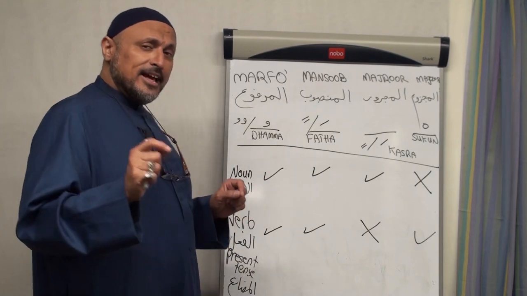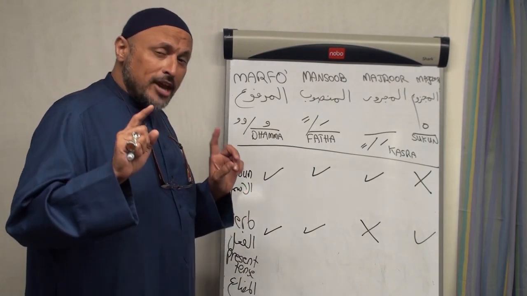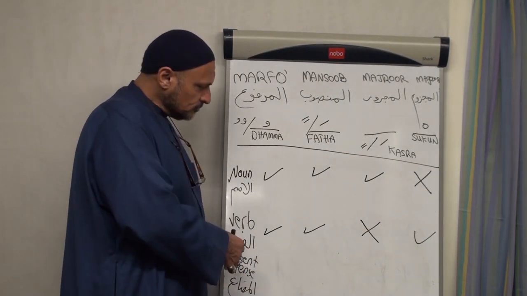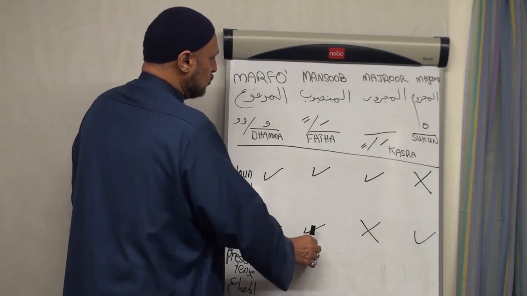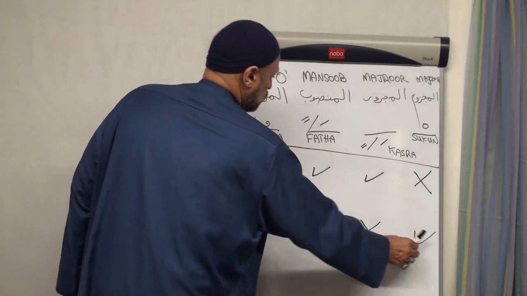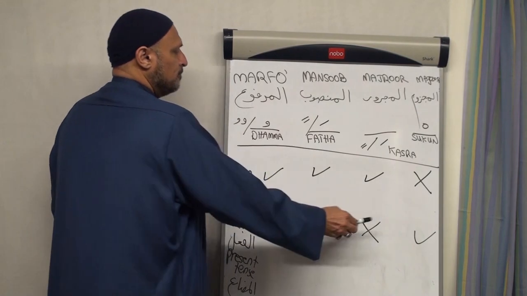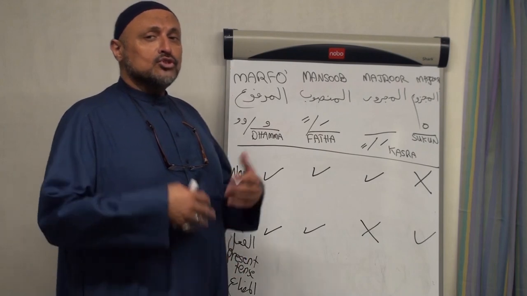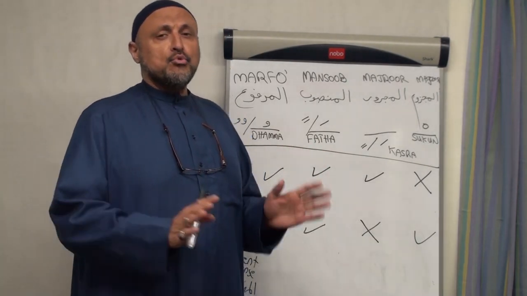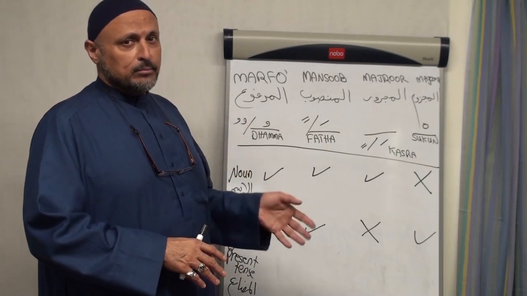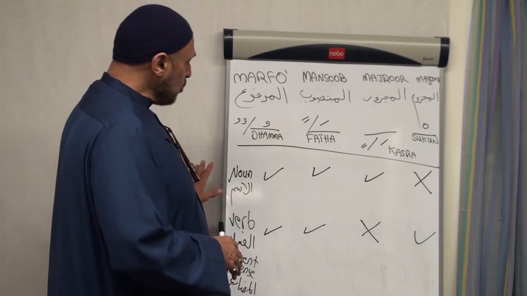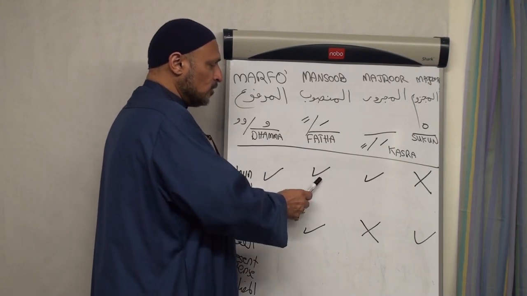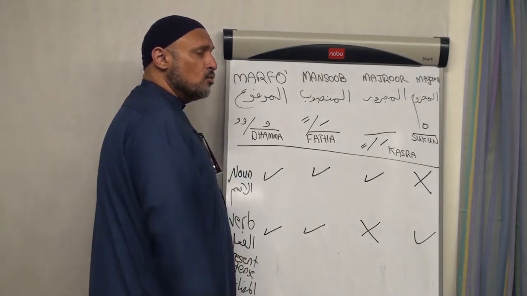So the only thing in Arabic language that is changeable is al-fi'l al-mudari'. It could be marfu', it could be mansub, it could be majzum, no majrur. Nouns are plenty, they are changeable. Few are not changeable, like pronouns and demonstrative pronouns. But the majority of nouns are changeable, and they could be marfu', mansub, majrur, no majzum.